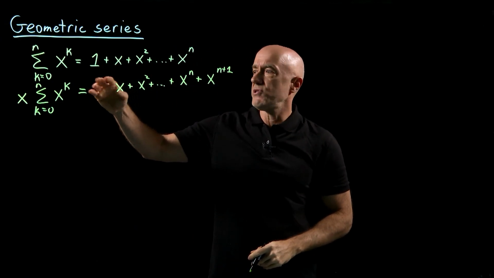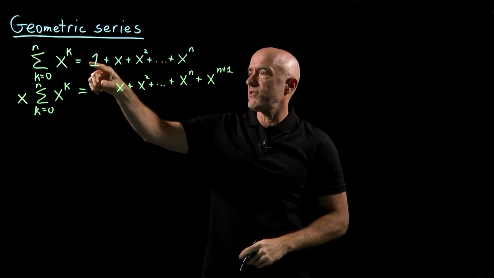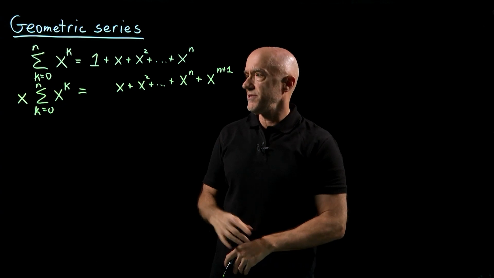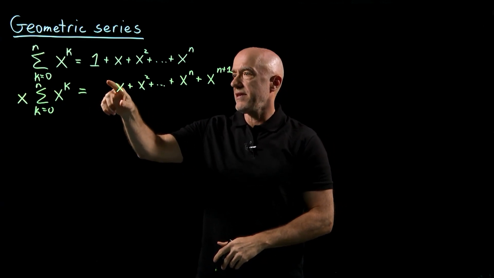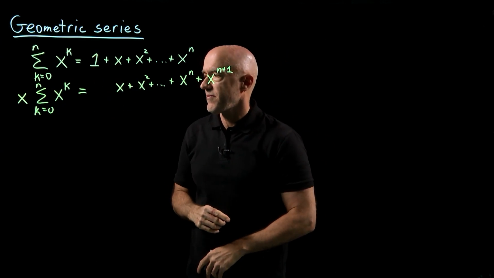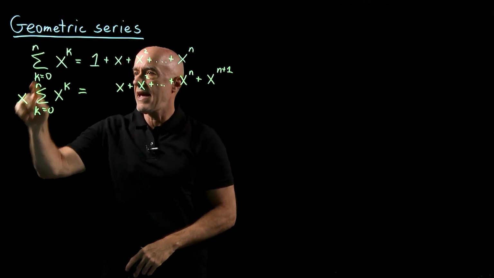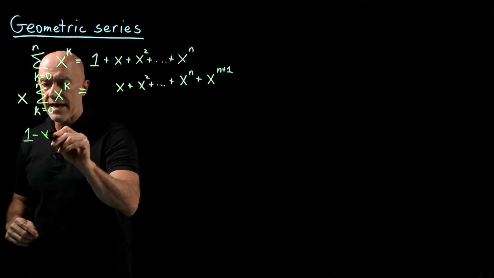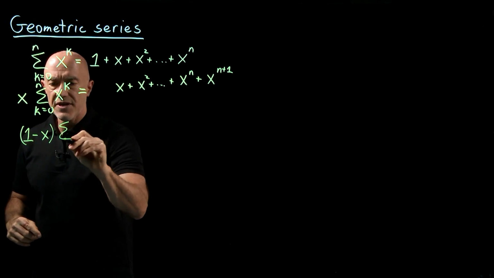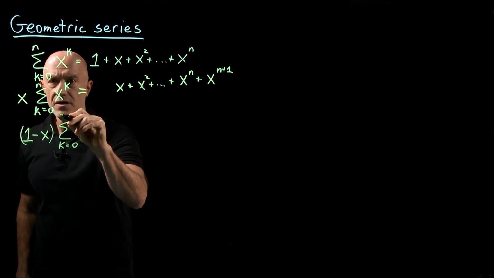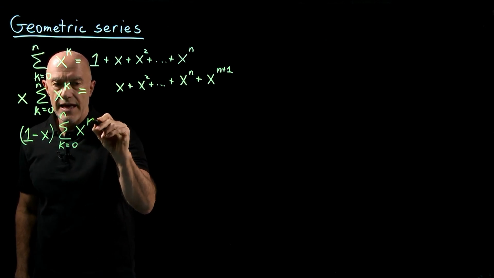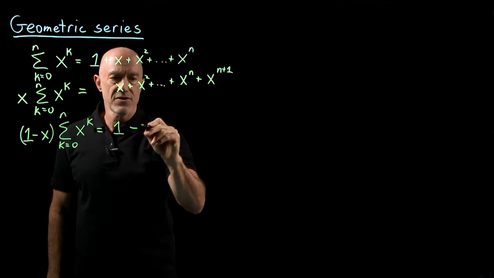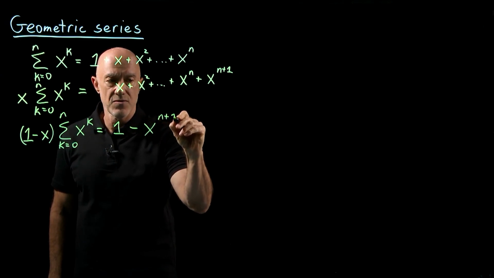So these two series share all the terms except the first one from the first series and the last one from the second series. So we can subtract the second series from the first series. Here we have 1 minus x times the series. So if we subtract, we get 1 minus x times the sum from k equals 0 to n of x to the k. We get the first term 1 minus the last term x to the n plus 1.